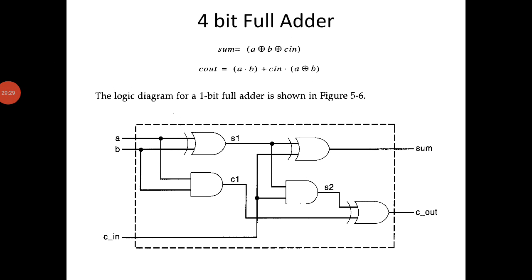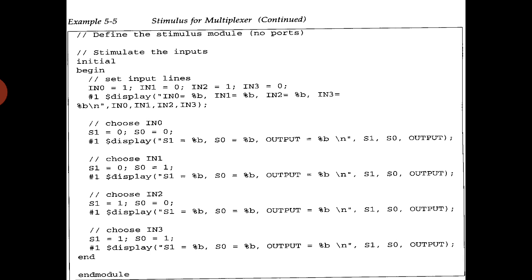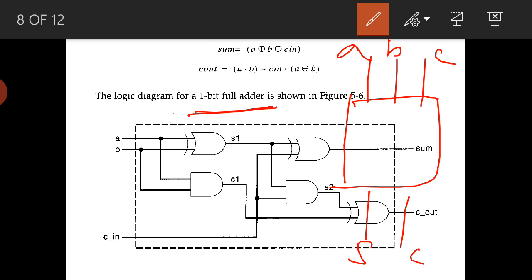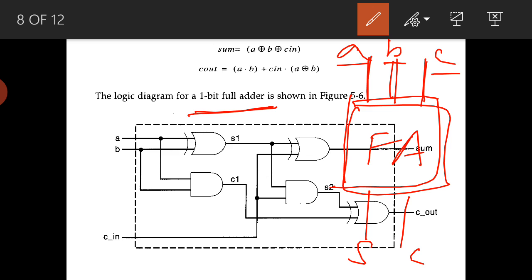And for the next one, we will take one more example, that is the 4-bit full adder. But the circuit we are seeing is a 1-bit full adder. What is the difference between a 1-bit full adder and a 4-bit full adder? For a 1-bit full adder, I am assigning A, B, C as inputs, and sum and carry are the outputs. A is a single bit, B is a single bit, C is a single bit, and the full adder will add and give the sum and carry. This we call a 1-bit full adder.